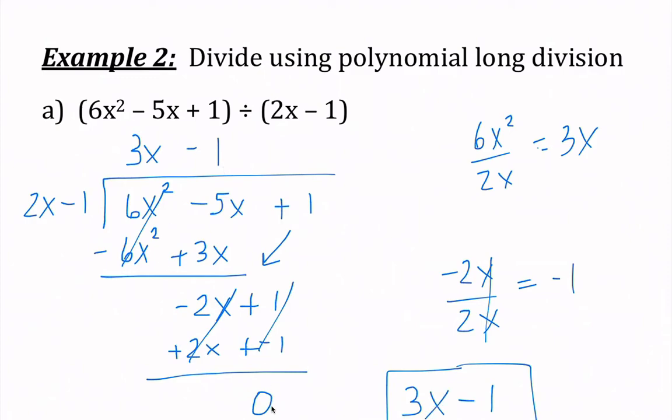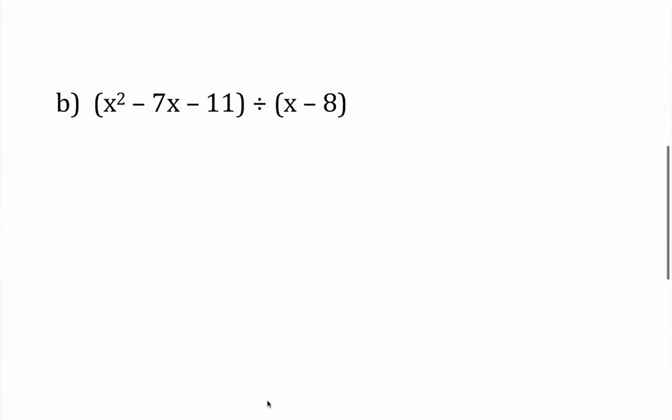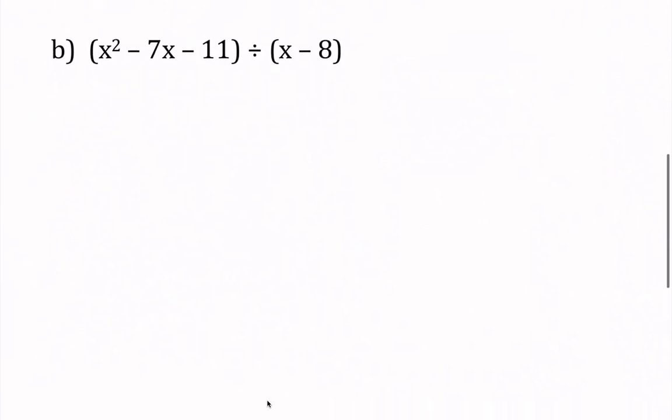Okay, just so you know, it doesn't always divide perfectly, so we will not always have a remainder of 0. So you will see that on this next example. Okay, so I have x squared minus 7x minus 11 divided by x minus 8. So write it neatly and set it up.